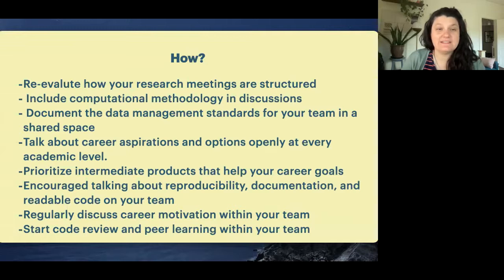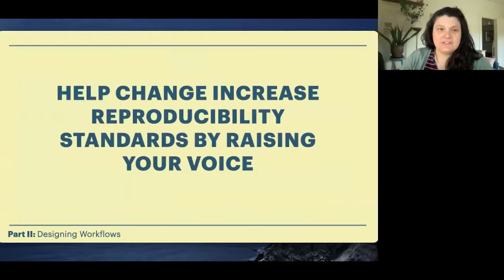Prioritize intermediate products that help your career goals. We've talked a lot about that. And encourage talking about reproducibility, documentation, and readable code on your team. Maybe you should start a code review or peer learning within your team, or start it within your community to normalize people seeing your workflows and your code. Everyone's workflows are messy. If we normalize the messiness and what does and does not work, that is really going to change culture.